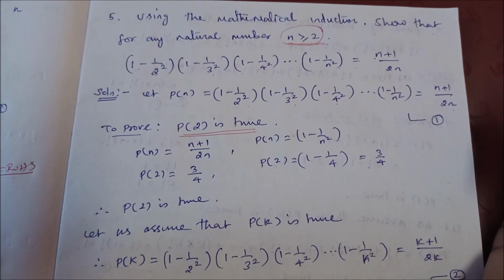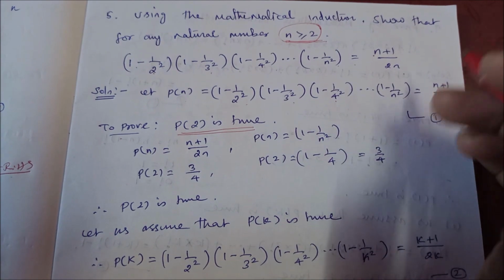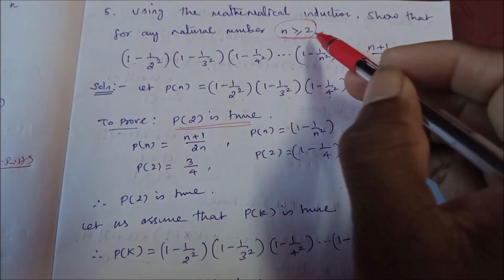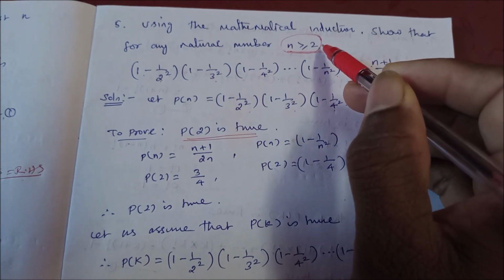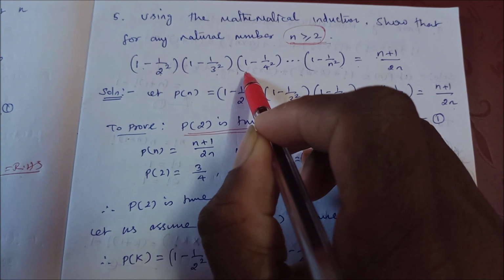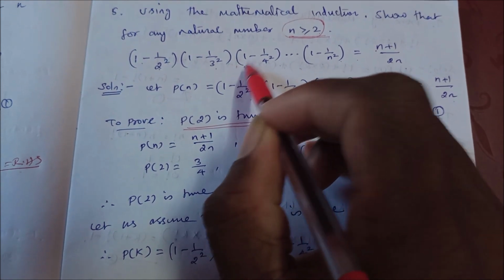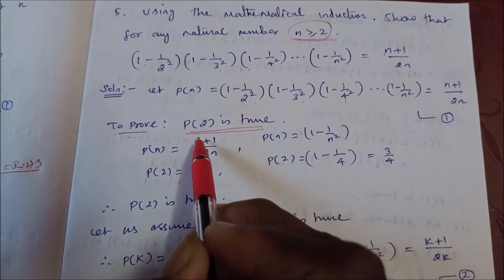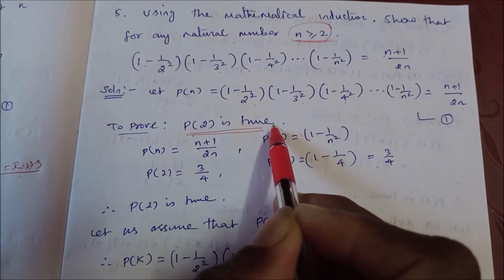In the previous problem, the first term was n greater than or equal to 1, so we had to prove P(1) is true. But in this fifth problem, the starting term is 2. This series or sequence is valid for n equal to 2 as the first term. So we have to prove P(2) is true.